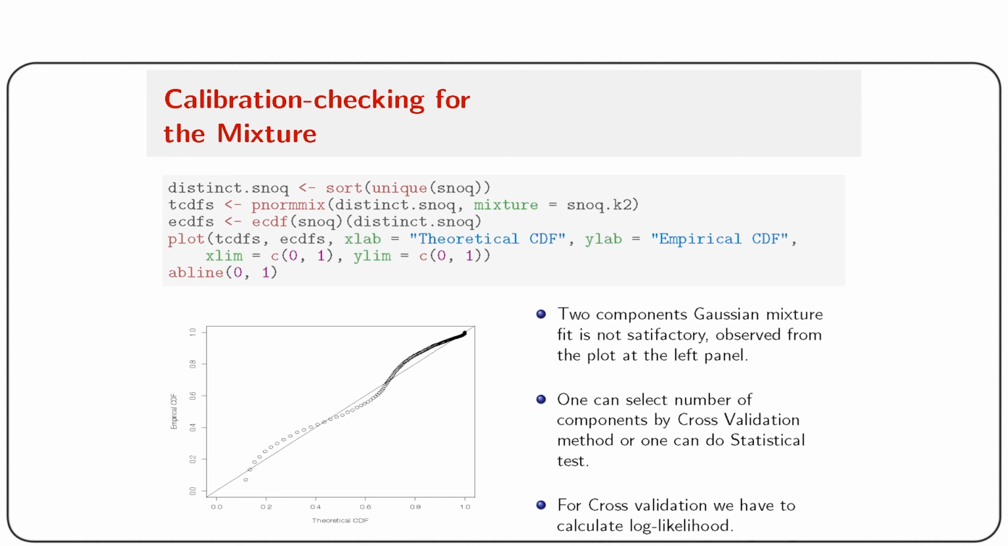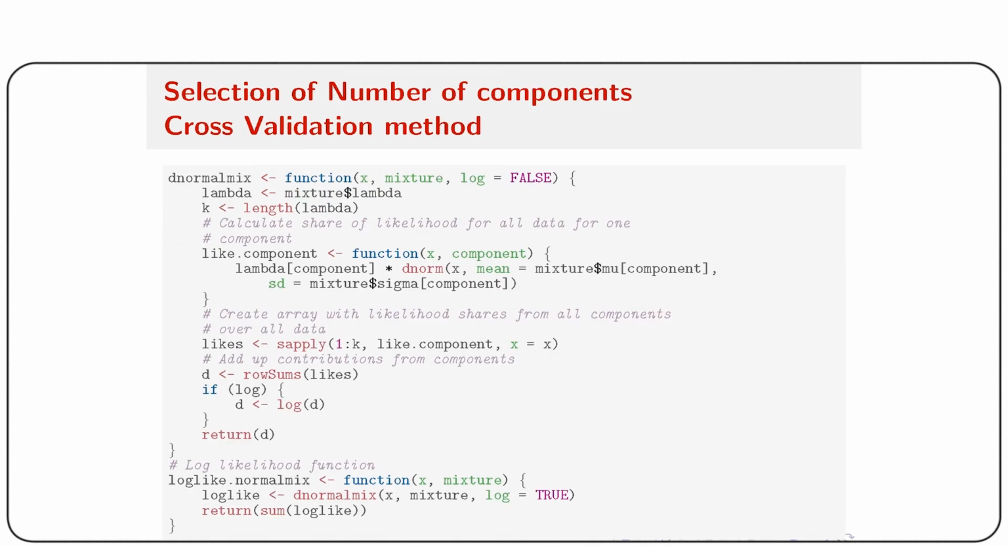For cross validation, we have to calculate the log likelihood. Here, for cross validation, I developed a code. First develop a dnorm mixture function, and then develop the loglikelihood.norm.mix function with arguments x and mixture. If you pass the mixture, it will return the log likelihood. So the log likelihood function is developed in the second function.